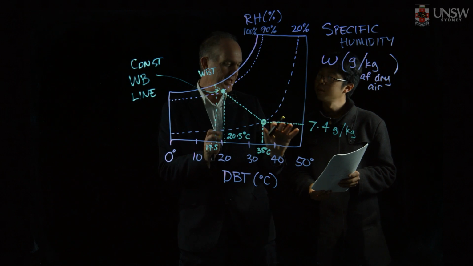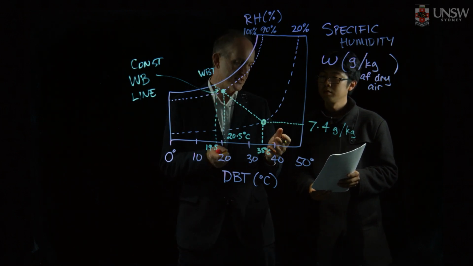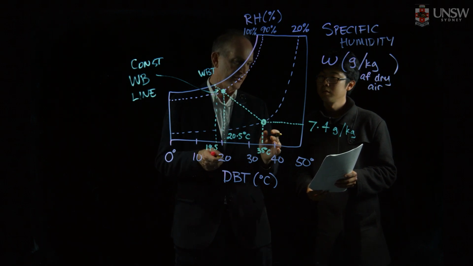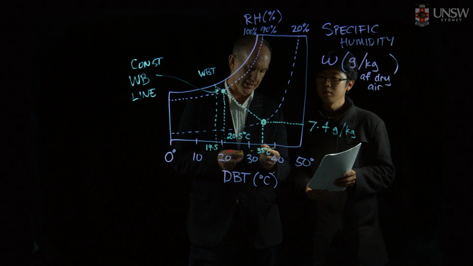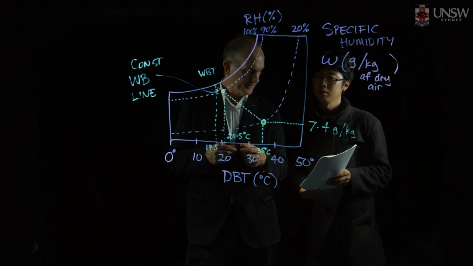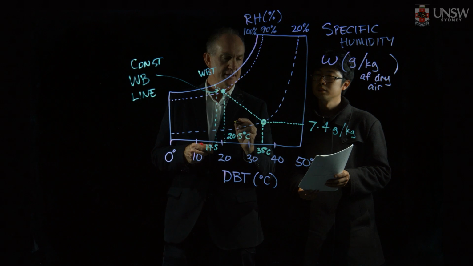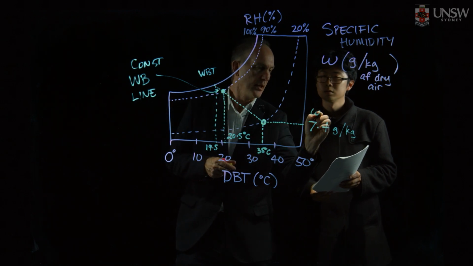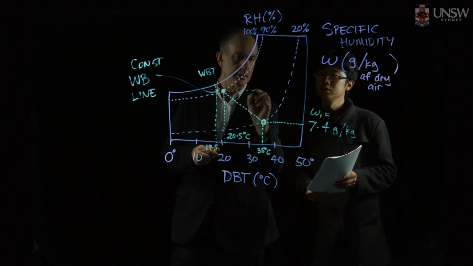Now that number may be a little bit varied depending on which chart you're using and how accurately you can read off the chart, but to within a few percent, you should be able to get a number something like that, 7.4 grams per kilogram from the psychrometric chart. The other piece of information, of course, that we need is what is this? So that's omega 1. We need the outlet conditions.